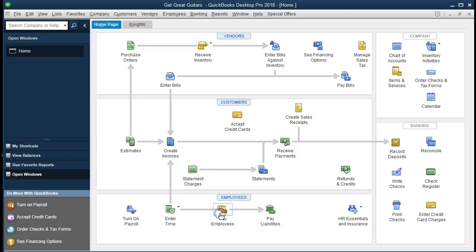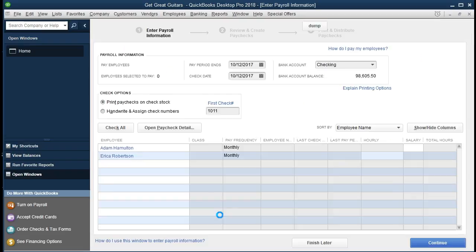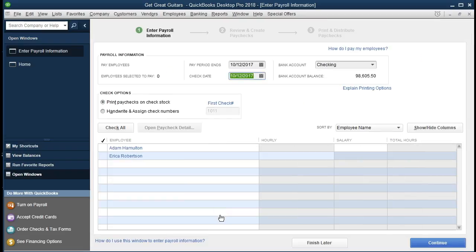We're going to say pay employees. We have set up the employees in the past. We set up the payroll system in the past. If you missed those, then go back and take a look at those. We are going to have our 2 employees, Adam and Erica.